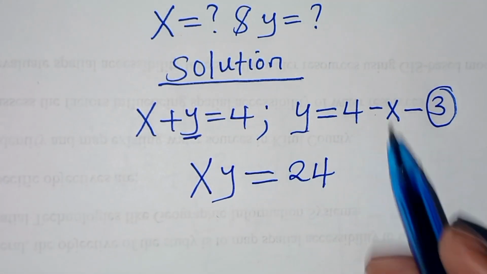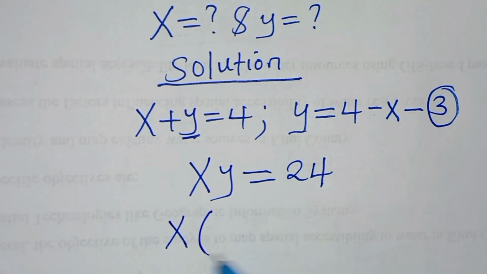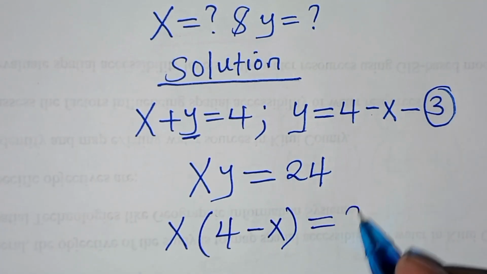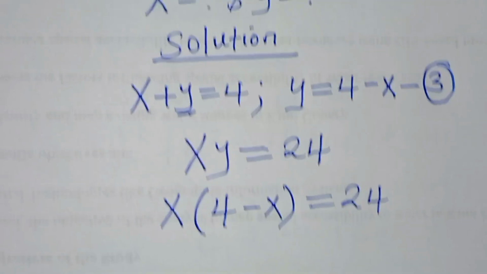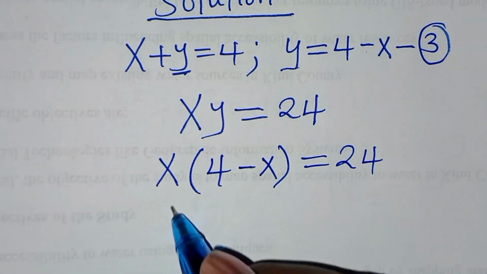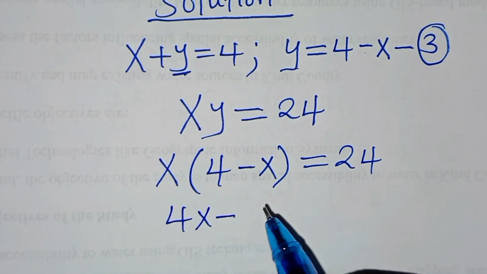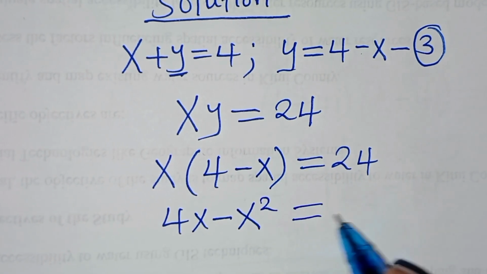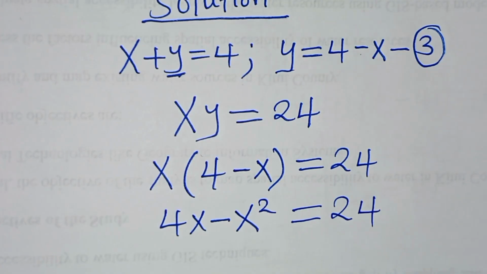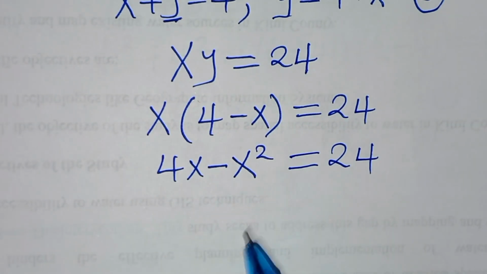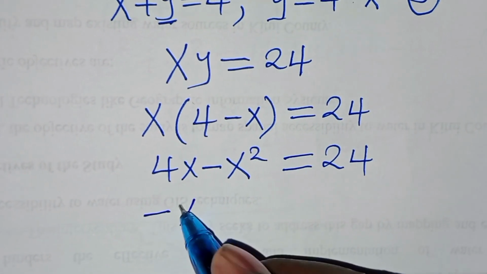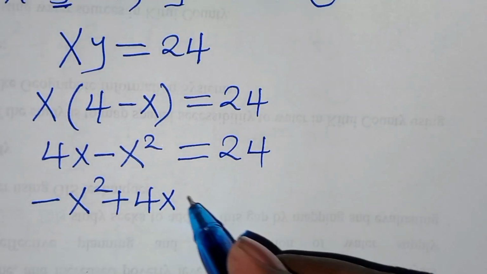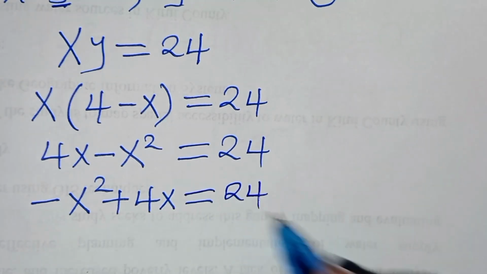Substituting the value of y, we will have x times 4 minus x. This is equal to 24. So 4 times x, this is 4x, minus x times x, this is minus x squared. This is equal to 24. Rearranging this equation, we'll have minus x squared plus 4x. This is equal to 24.